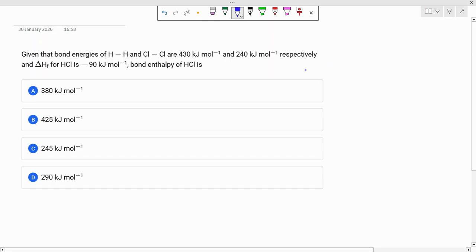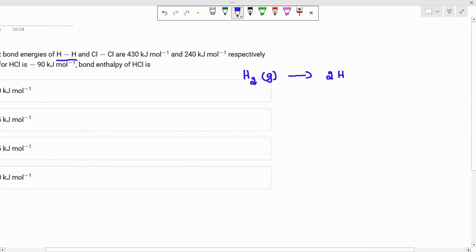The stoichiometric equation which is about that bond enthalpy is like this: H2 in gaseous state you should take, and you have to break that H2 into 2 hydrogen atoms. So we can say this one as atomization enthalpy as well as bond enthalpy. I will explain one more thing, but this is not related to the question here.